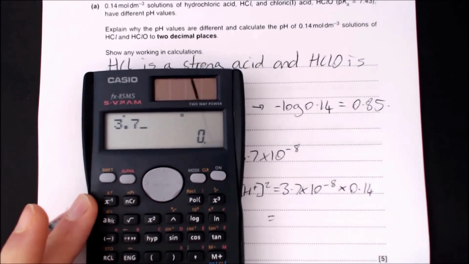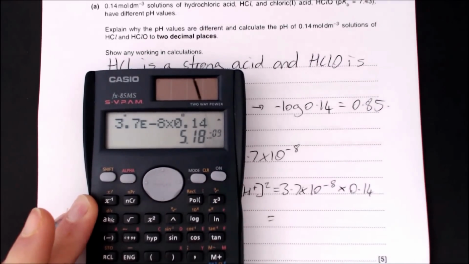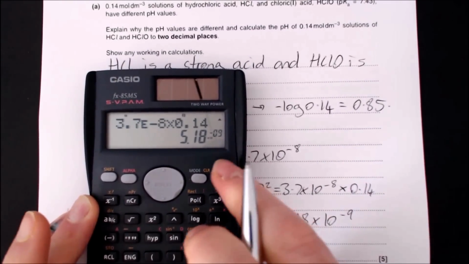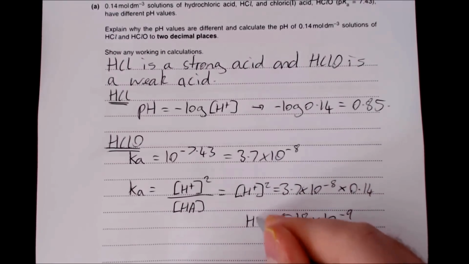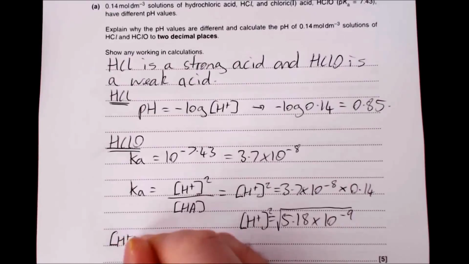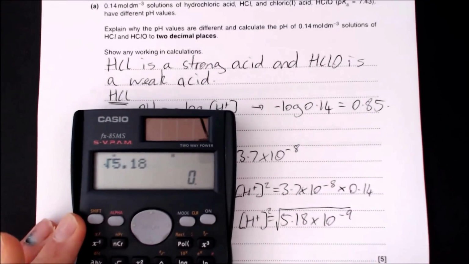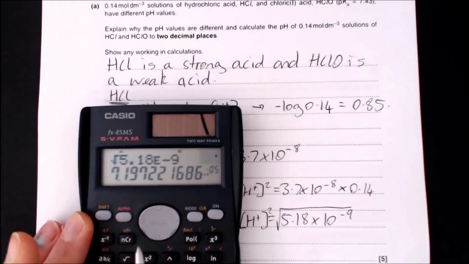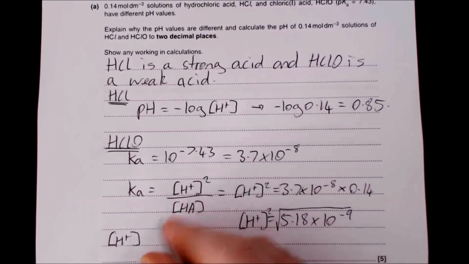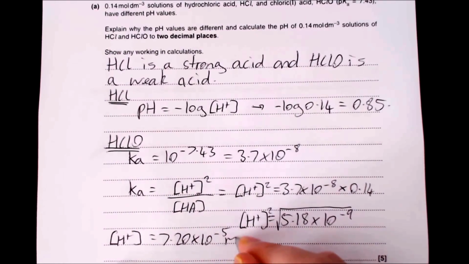Okay, and then if we put that into our calculator, 3.7 times 10 to the minus 8 times 0.14, that gives us 5.18 times 10 to the minus 9. But remember, that's H plus squared. And so what we need to do is the square root of that to find out the concentration of H plus. So the square root of 5.18 times 10 to the minus 9 gives us 7.19, or 7.20 times 10 to the minus 5. So we'll put that on there. Times 10 to the minus 5, and that's obviously moles per dm cubed.